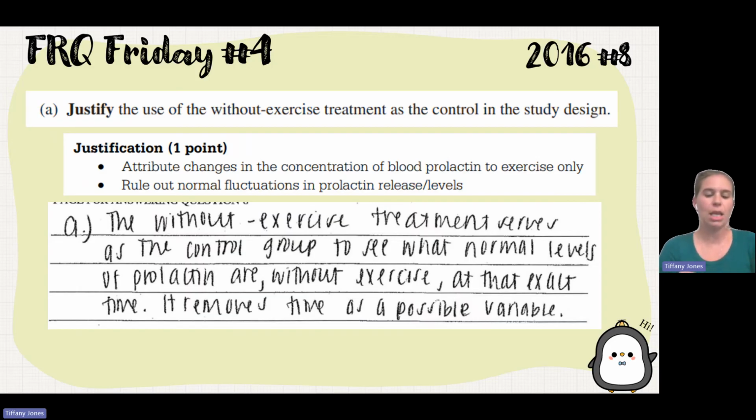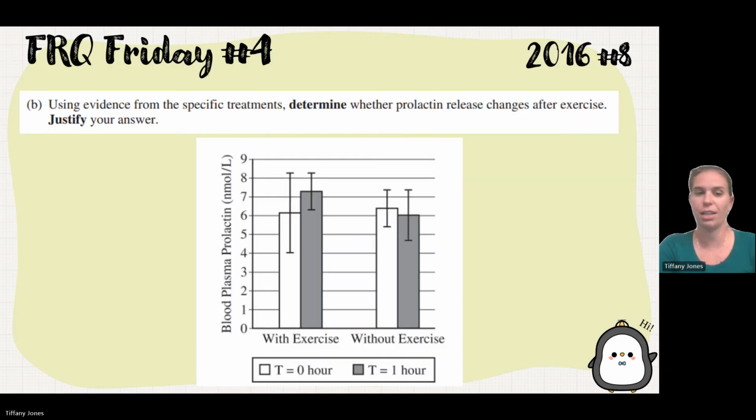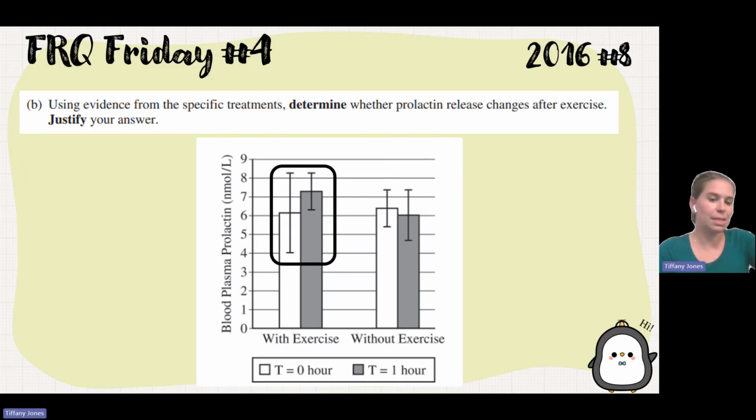I know exactly what normal looks like to my patients, and I know what normal prolactin levels look like. This also allows me to ensure that any change I see in prolactin has to do with the exercise because I have that baseline, because I know what it originally started at. So it says to see what normal levels of prolactin are without exercise. B then says, using the evidence, determine whether prolactin release changes after exercise. So if we look here at with exercise at time 0 and time 1, we do see that it increases with exercise. So at 1 hour, there is an increase.